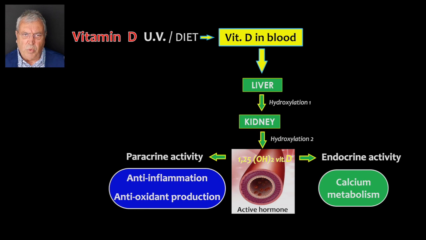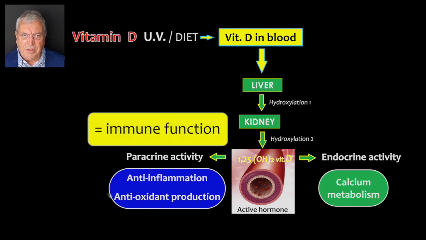But today we are more focused on the paracrine activity, which is the anti-inflammation and antioxidant product. We need vitamin D to improve the immune system.